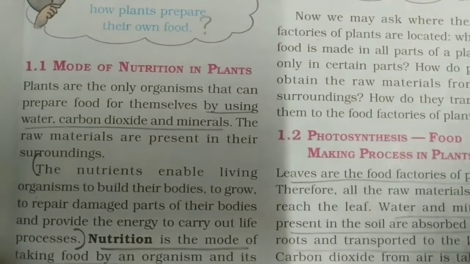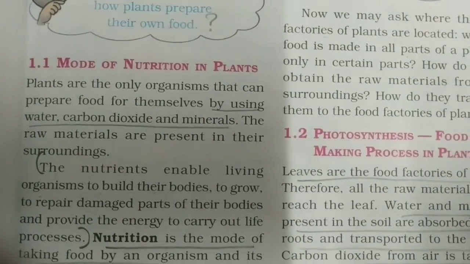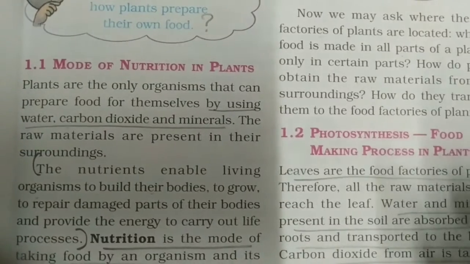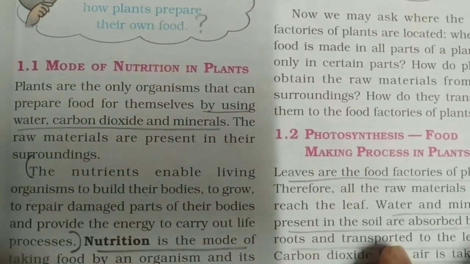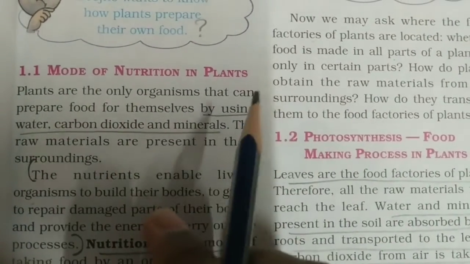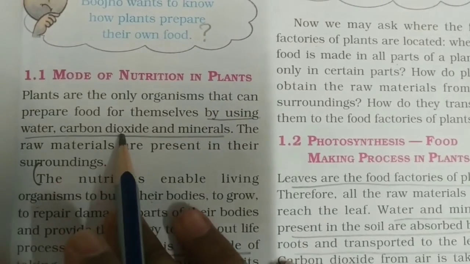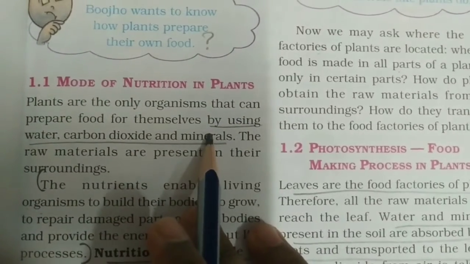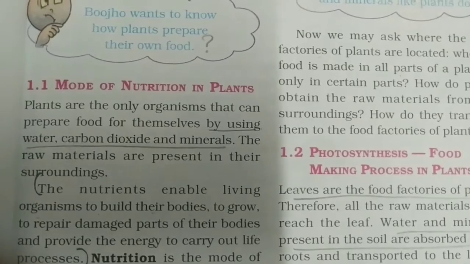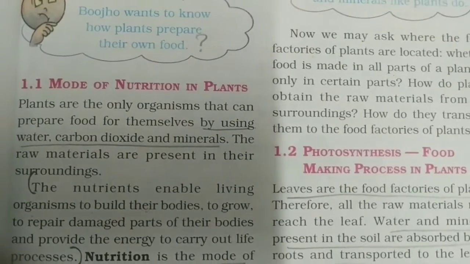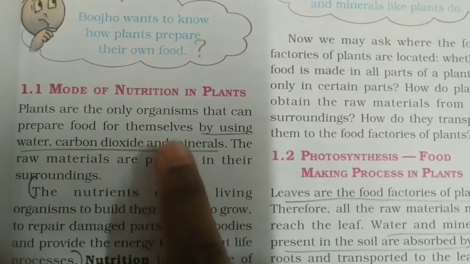So plants are the only organism that can prepare food for themselves by using water, carbon dioxide, and minerals. Guys, this is important. By using water, carbon dioxide, and minerals. Okay, so the raw materials are present in the surroundings. So all of these are present in the surroundings.